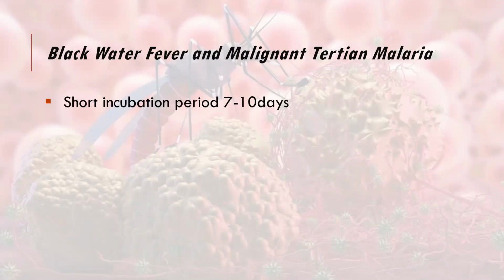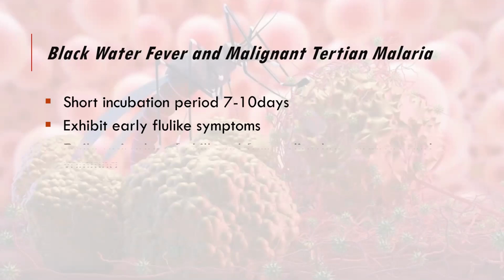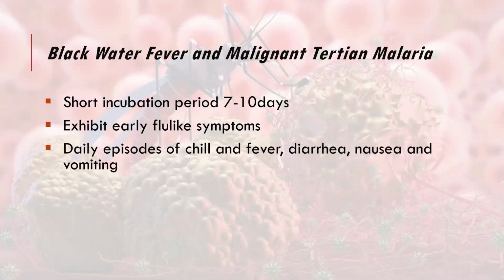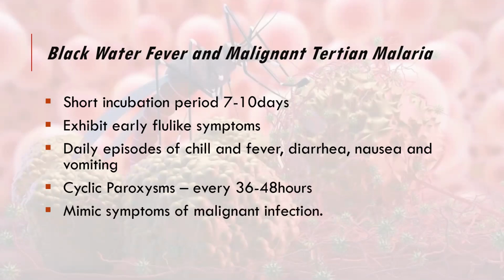Incubation period, 7 to 10 days. Yung iba matatagal, no? Tumatagal ng 40 days, 17 days. Ito ay 7 to 10 days. Exhibits flu-like symptoms at first. Daily episodes of chills and fever, diarrhea, nausea, and vomiting. Cyclic paroxysms, 36 to 48 hours, usually 36 hours. Okay.